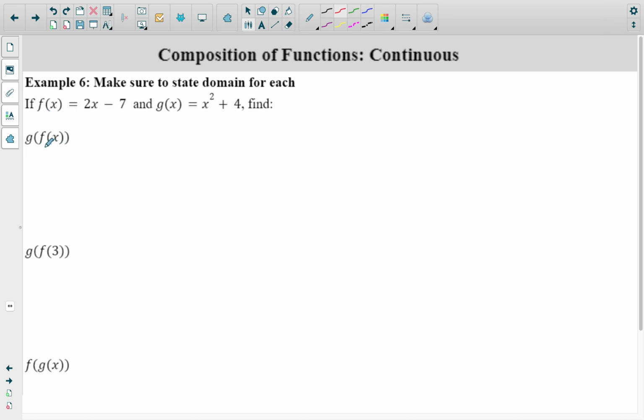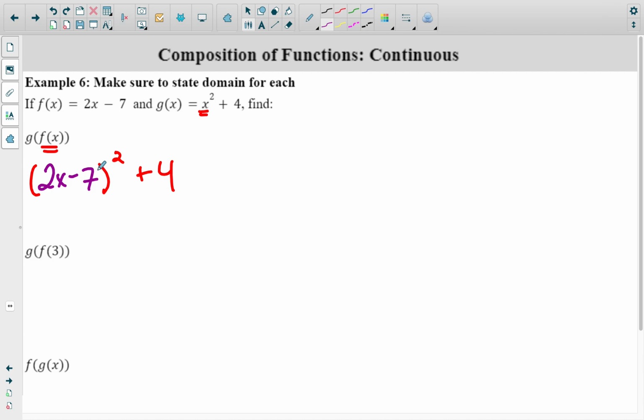All right, g of f of x. F of x is our inside function, so we want to plug that into our g function. So we're going to leave some parentheses squared. And then what are we plugging in? We're plugging in 2x minus 7.